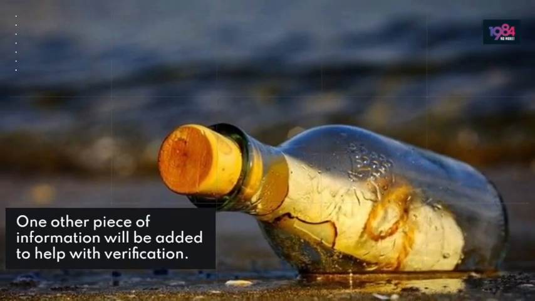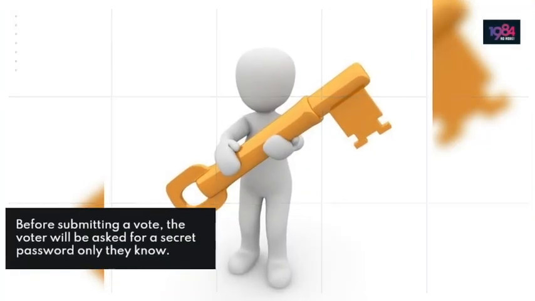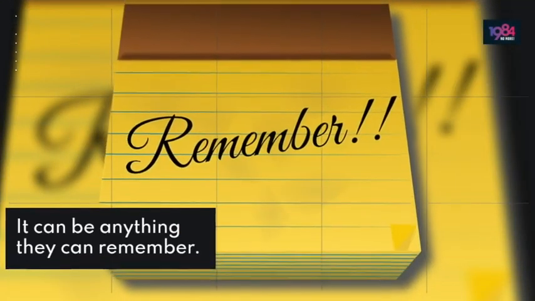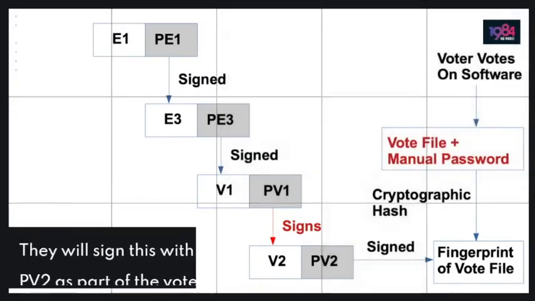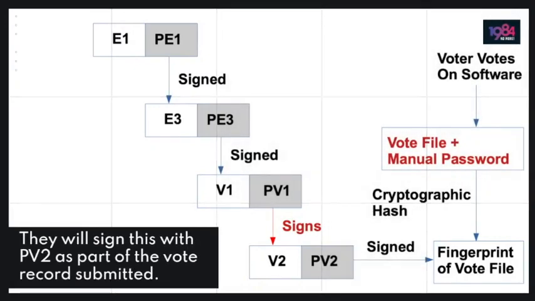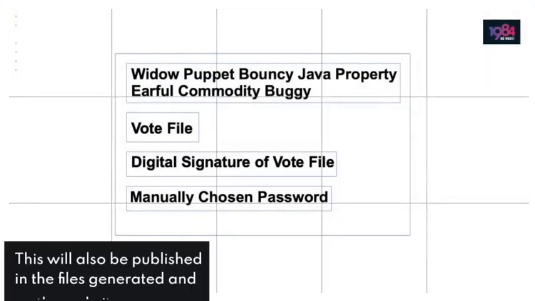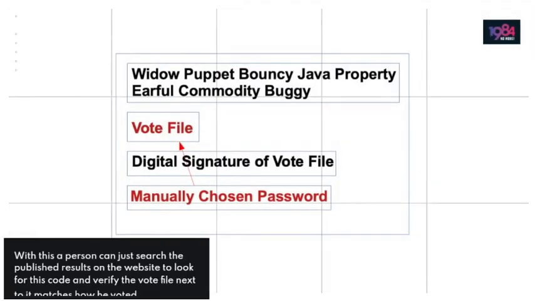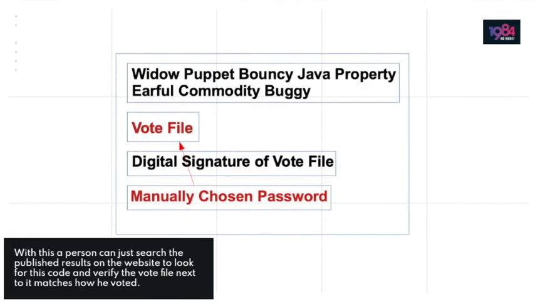One other piece of information will be added to help with verification. Before submitting a vote, the voter will be asked for a secret password only they know. It can be anything they can remember. They will sign this with PV2 as part of the vote record submitted. This will also be published in the files generated and on the website. With this, a person can just search the published results on the website to look for this code and verify the vote file next to it matches how he voted.